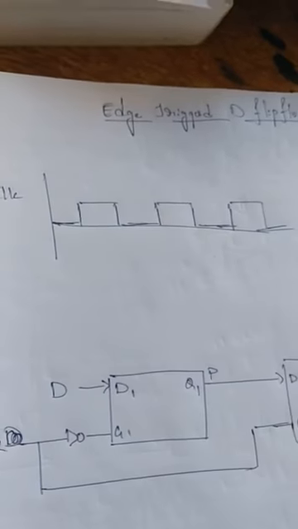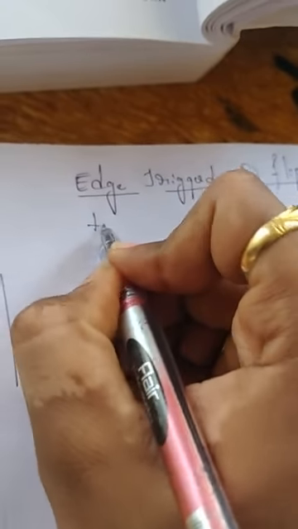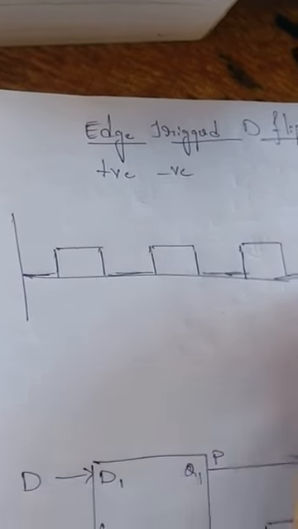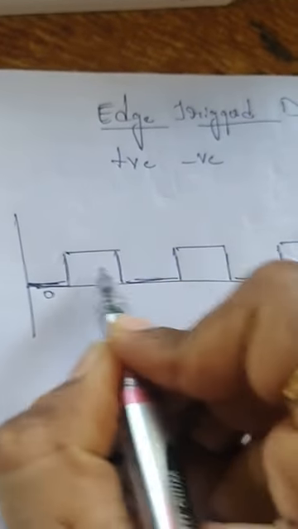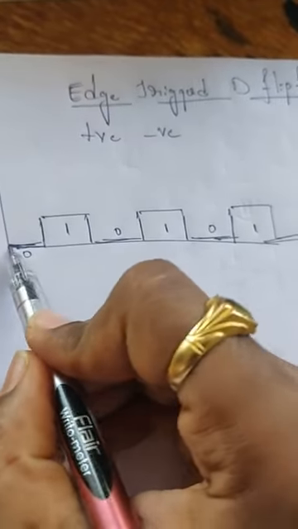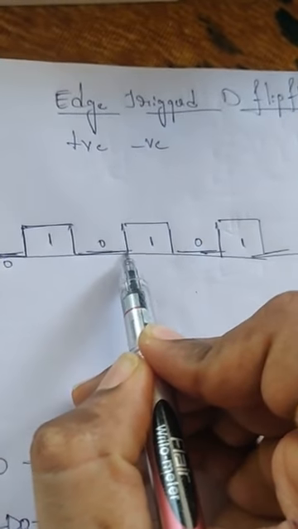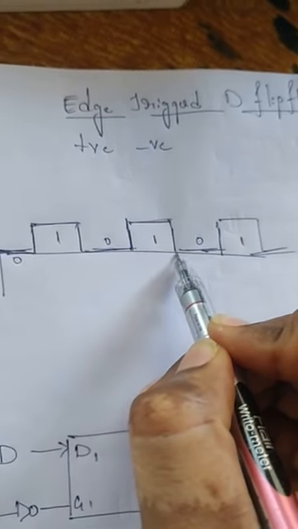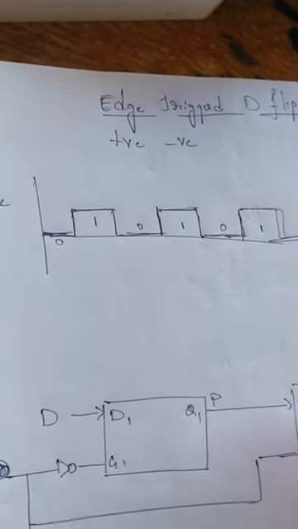Let me explain here. Look at this clock. This is an edge trigger D flip-flop, and we have two types of edge: one is positive edge trigger and one is negative edge trigger. What is positive edge trigger and what is negative edge trigger? This is a clock pulse I have written here. This is low, this is high, this is low, this is high, this is low, this is high. It moves from 0 to 1 and 1 to 0, again 0 to 1, stays at 1, again moves from 1 to 0, again 0 to 1. The clock pulse will be moving like this.